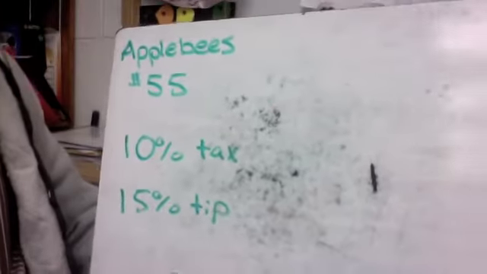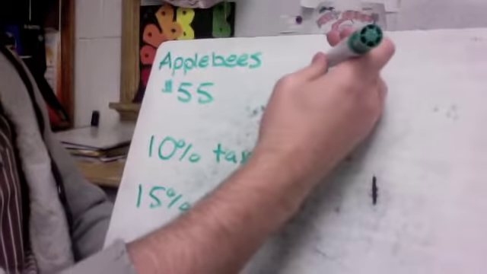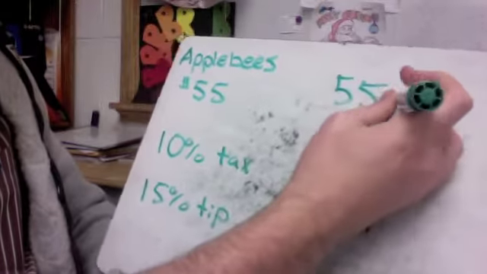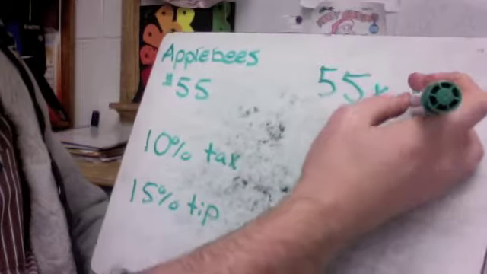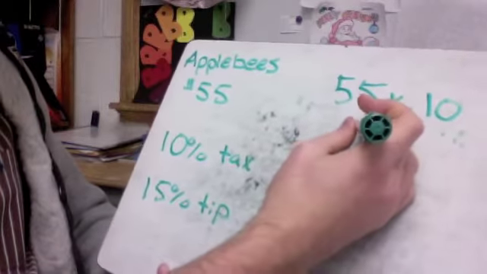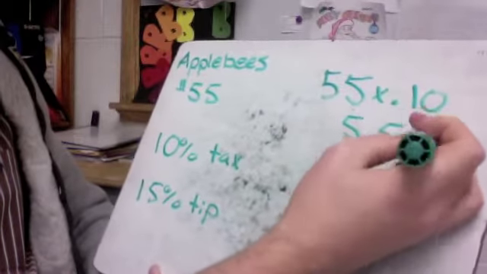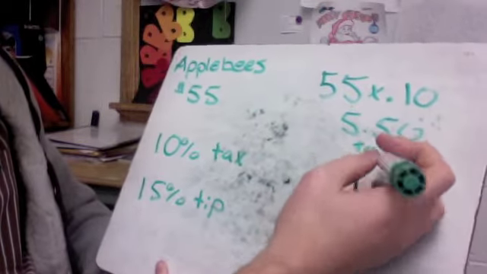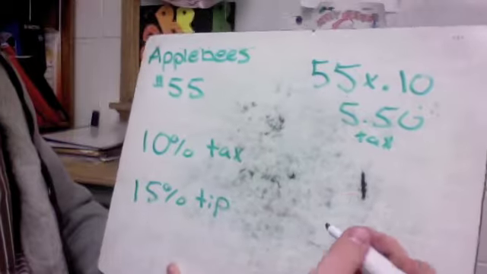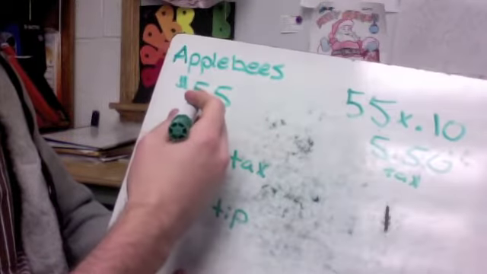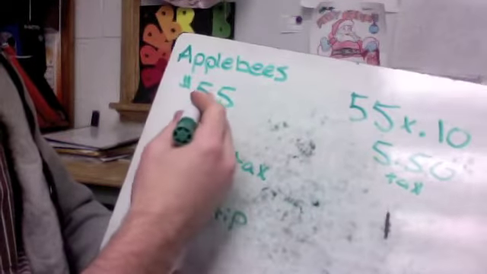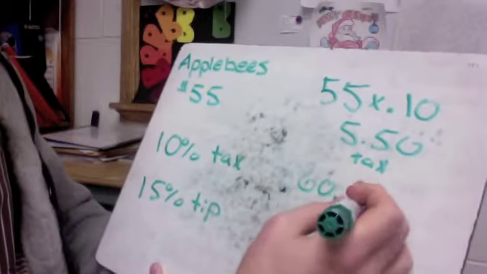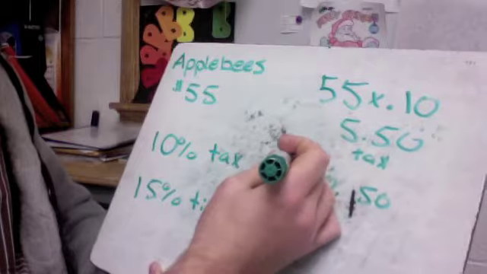So we'll do the tax first. Let's see. So if we do $55 times the tax, which would be 0.10, we're going to get $5.50. I like to label this as tax just so you know what it is when you get done with it. If I add the tax on to what Nick's got already, $55 plus $5.50 is just going to be $60.50. So that's before the tip.